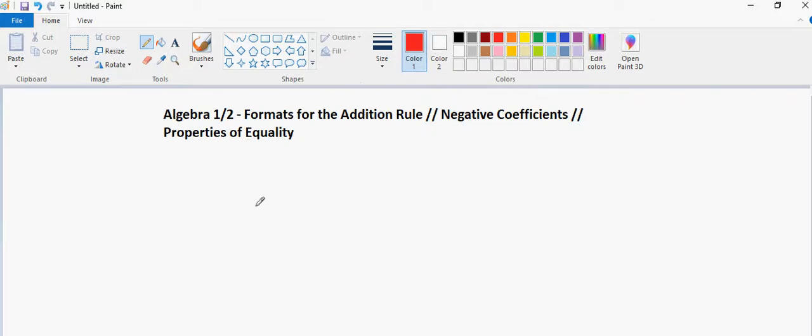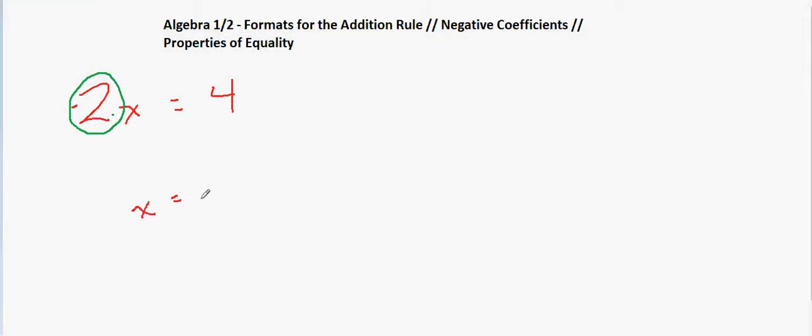Now remember, a coefficient refers to the number that's attached to a letter, like the 2 in this case. Attached with what operation again? Implied multiplication. A little dot there to remind us. Now what if the coefficient were not positive but negative? Negative 2 times x, and we had that equaling 4. How would we get it to be x equals? Think about that. How do we get down to here?